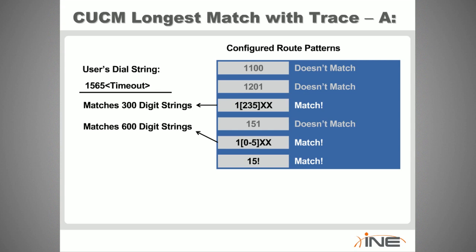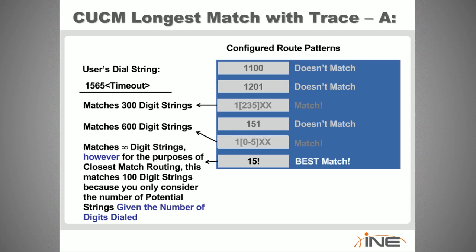The next one is 0 through 5. So that's 0, 1, 2, 3, 4, 5. That's 6 digits. That matches 600-digit strings, potentially. Now, in this case, we have an exact match, but it still, overall, as a pattern, has a lower matching potential or lower matching priority because it has more potential matches, more potential strings.